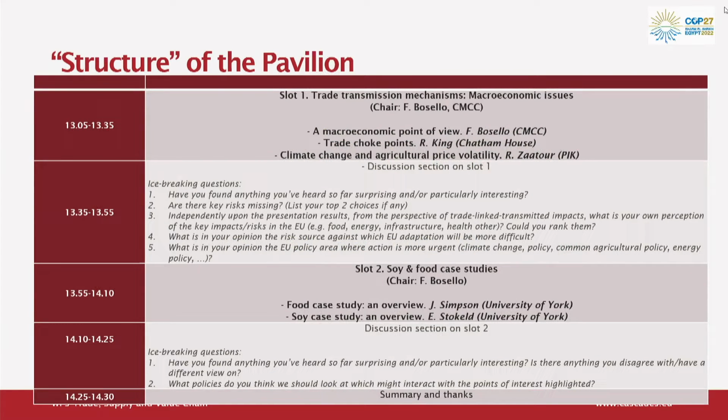The first one is more macroeconomic oriented, and there will be 3 presentations. One from the more macroeconomic point of view, one on an analysis that we developed on trade choke points, and an analysis that refers more to climate change impacts on agricultural markets and agricultural price volatility. This will be presented by myself from the Euro-Mediterranean Center on Climate Change, Richard King from Chatham House, and Rania Zatur from the Boston Institute of Climate Research. You can see already some ice-breaking questions because we would like to engage and involve the audience in interacting with us. I will say in a second how this can be possible.